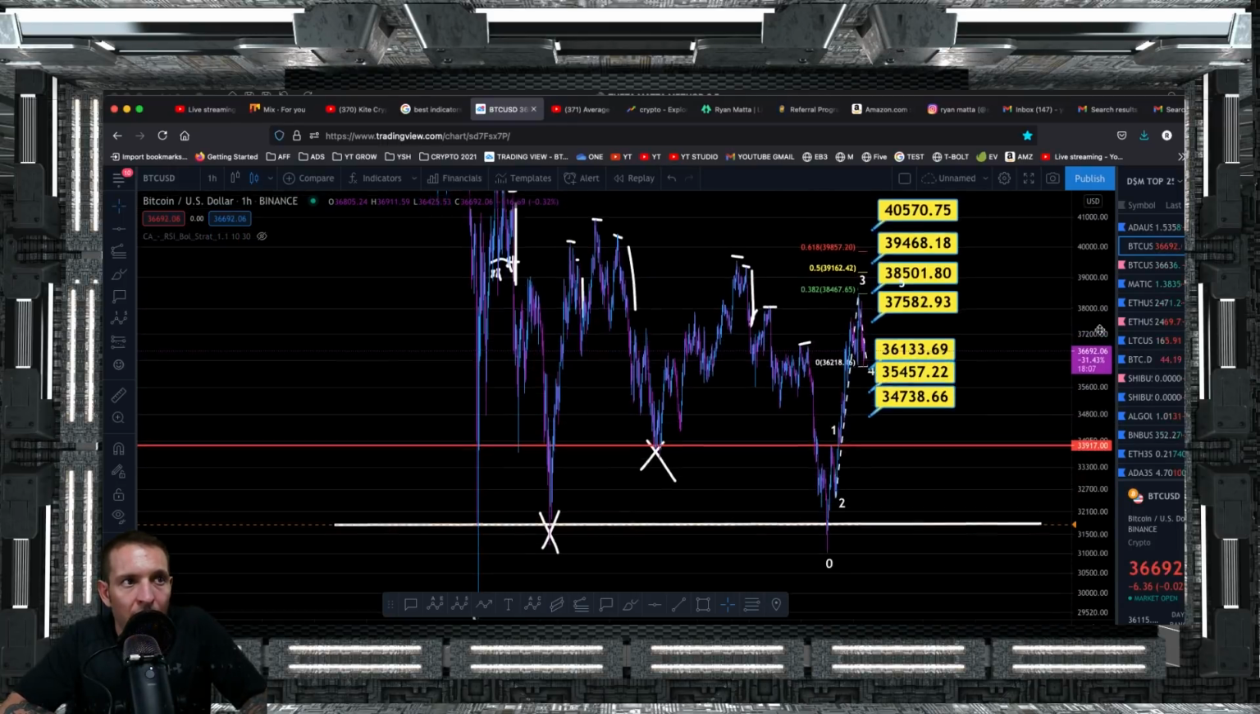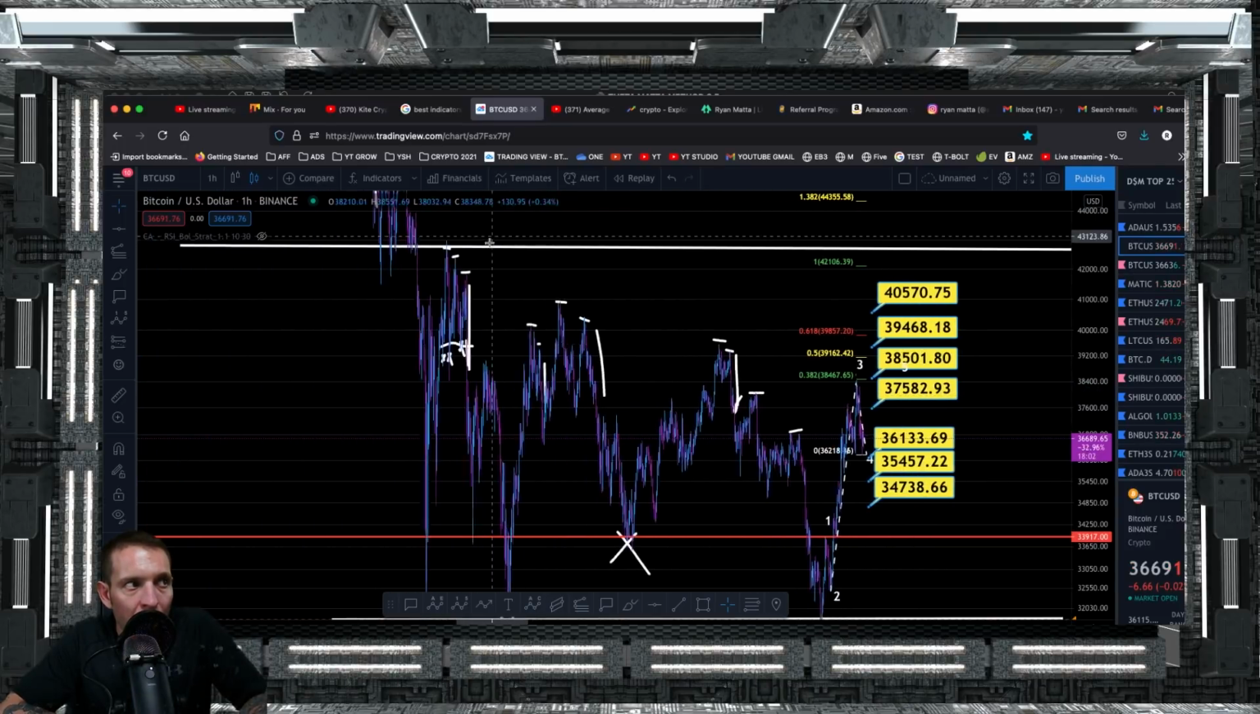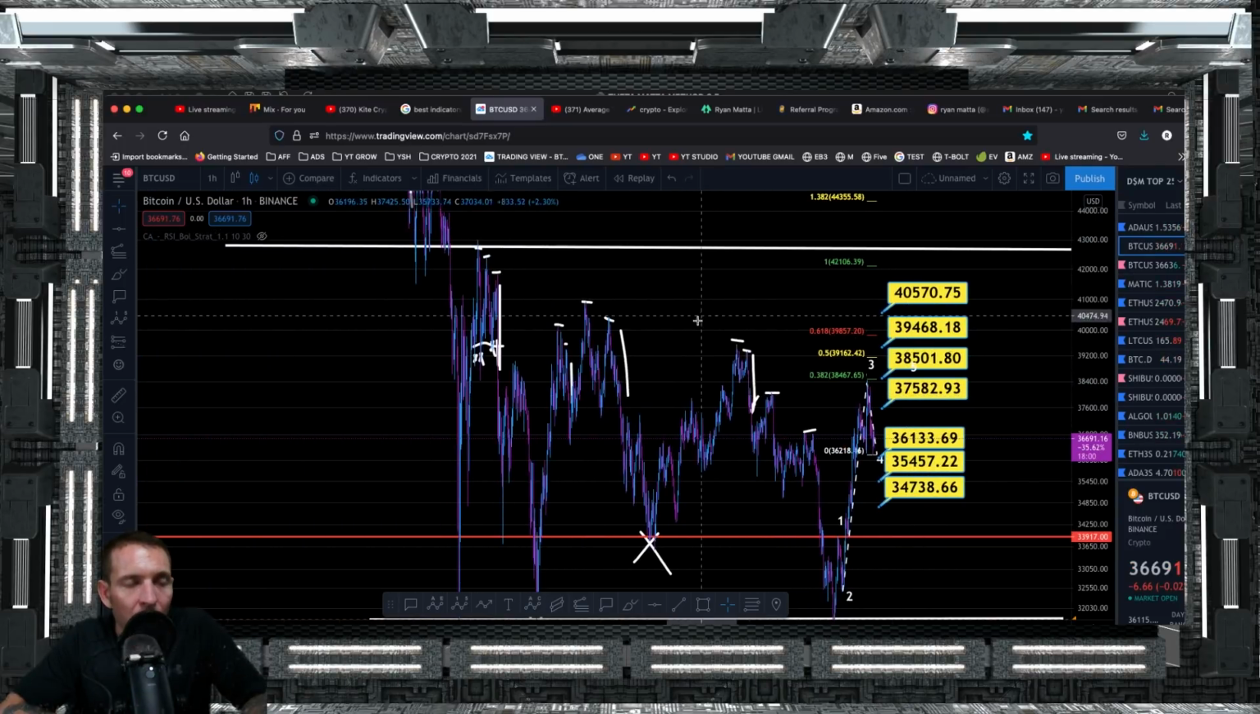When I enter this trade at 37,582, because we are on this major downtrend, the larger time frames, the 4-hour, the 1-day time frames, we are on this major downtrend. So I'm confident that as long as we are below that downtrend, I'm going to continue to scale into shorts. If price stops at 38,500, awesome.